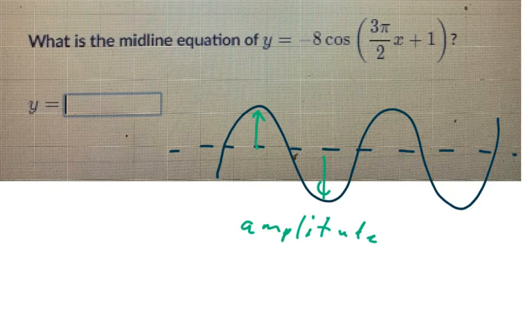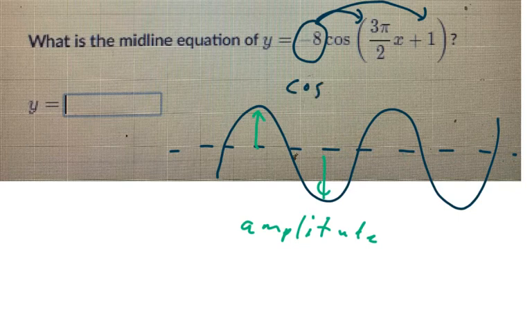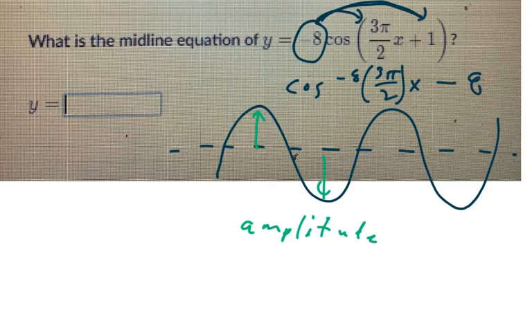Now, guys, this is a trickier one of the 3 I'm going to do with you. What's tricky is we really need to distribute this -8 here. Okay? And do you agree I get cosine of -8 times 3 pi over 2x? We can simplify that, but we don't need to. And -8 times 1 is -8. Why did I distribute? That's really a -8 like so. Let me do that. Okay?